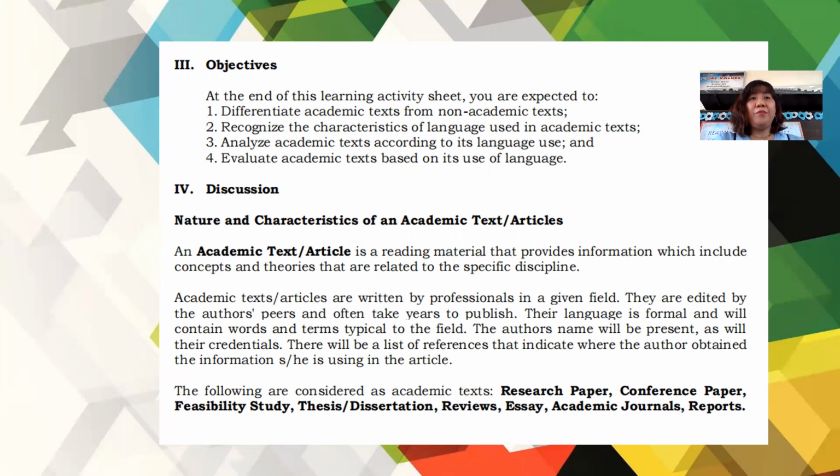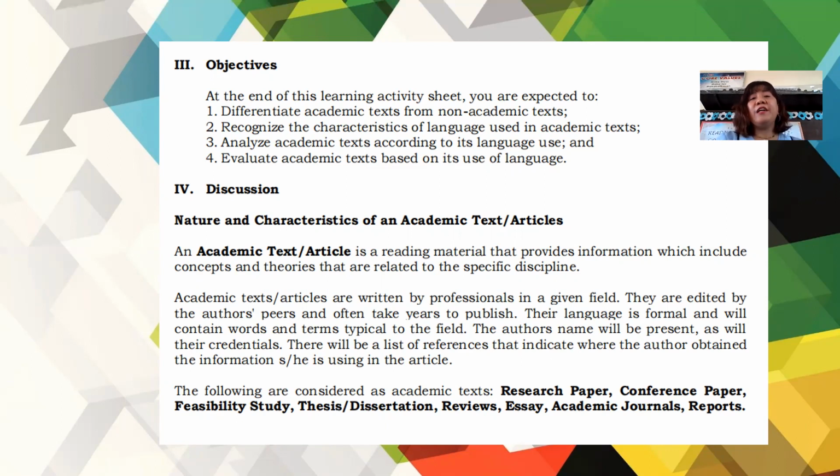Academic text articles are written by professionals in a given field, and they are edited by the author's peers and often take years to publish. Their language is formal and will contain words and terms typical to the field. And the author's name will be present as well as their credentials. And there will be a list of references that indicate where the author obtained the information she or he is using in the article. As what I mentioned earlier, the metamorphosis, including the turning of the caterpillar into a butterfly, is an example of this.